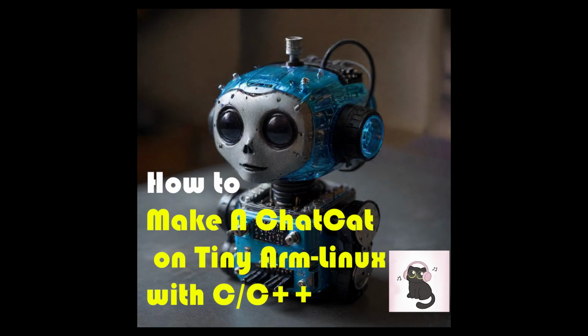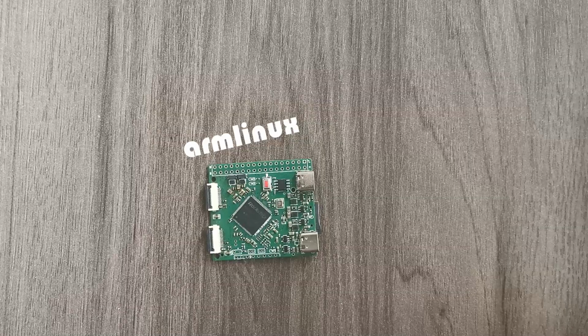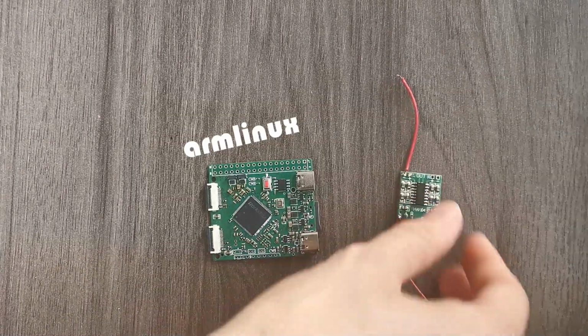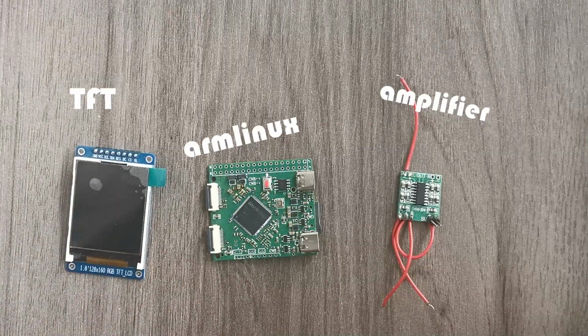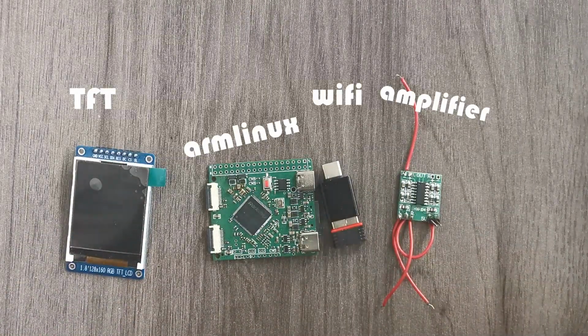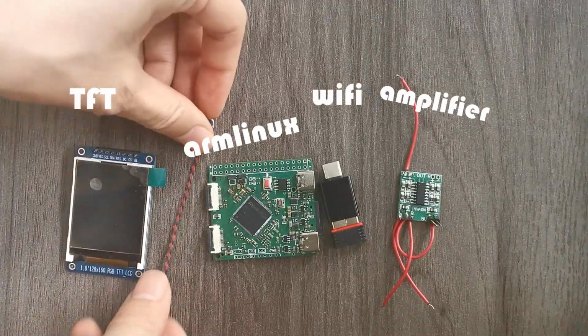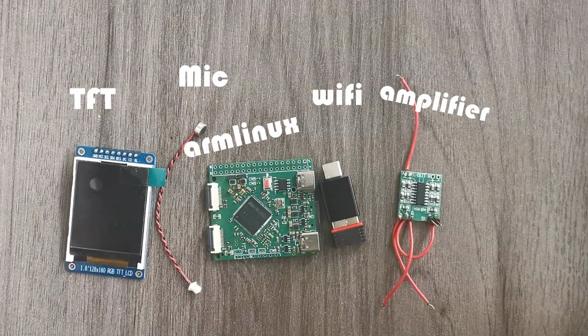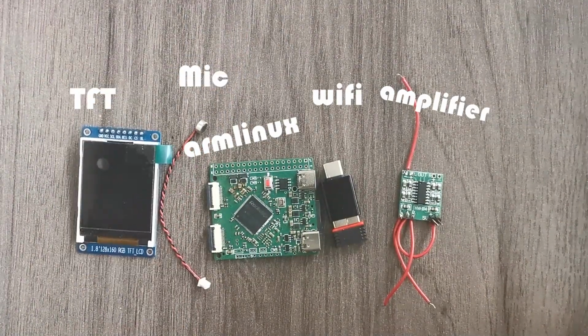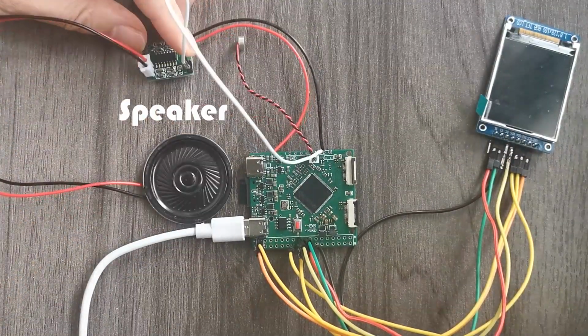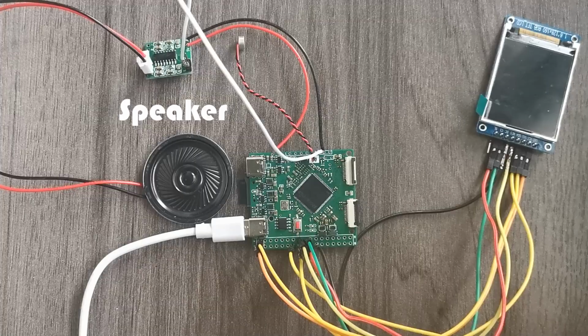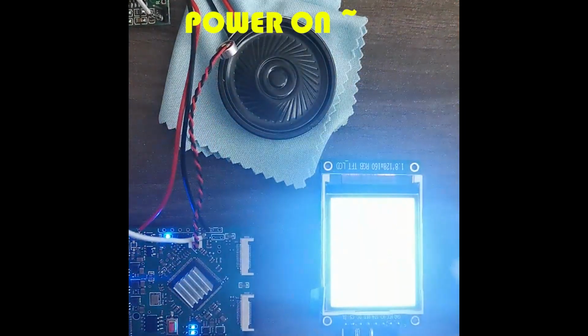How to make a ChatCat on tiny ARM Linux board with C++. You need a Linux board, wireless network adapter, audio amplifier, TFT LCD module, and a mic. You also need a speaker which can connect to the amplifier. Hardware is okay, let's just power it on.